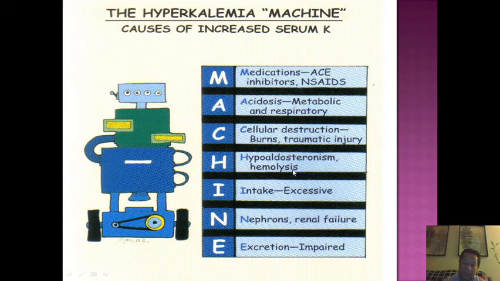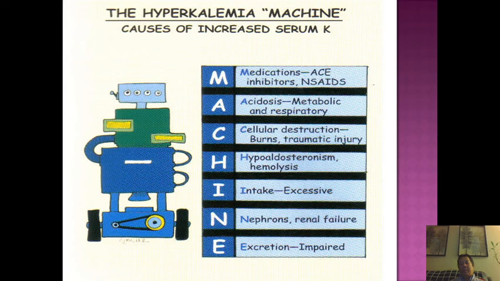Destruction of the cells, such as in the case of hemolysis, will also release potassium in the blood. Remember, all blood cells contain potassium, and so once you destroy those RBCs, then potassium will be released in the blood. That can lead to hyper-K as well. Excessive intake of potassium can also cause hyperkalemia, obviously.